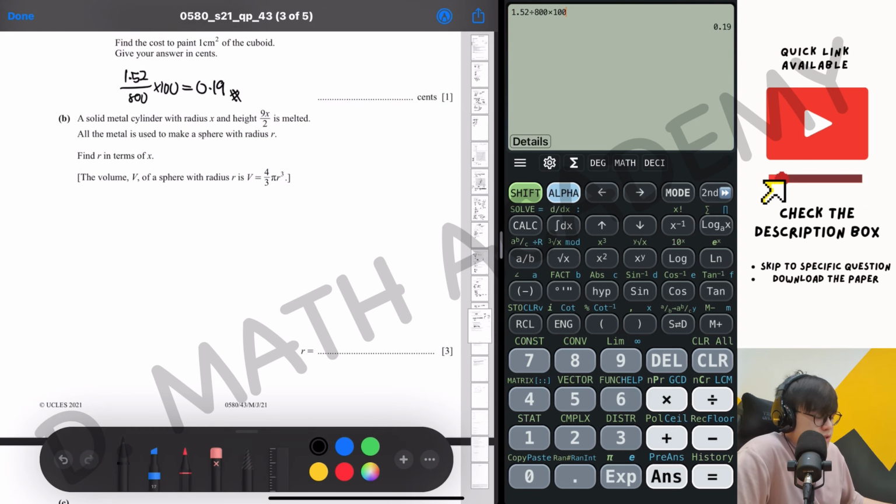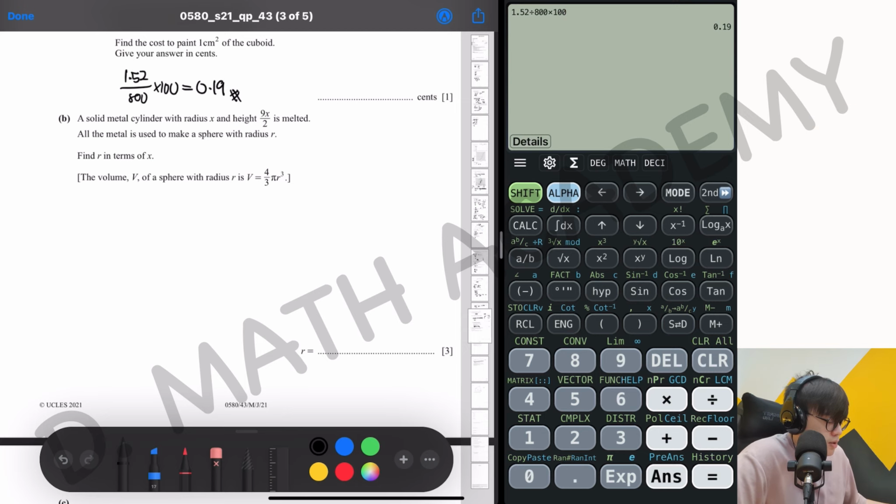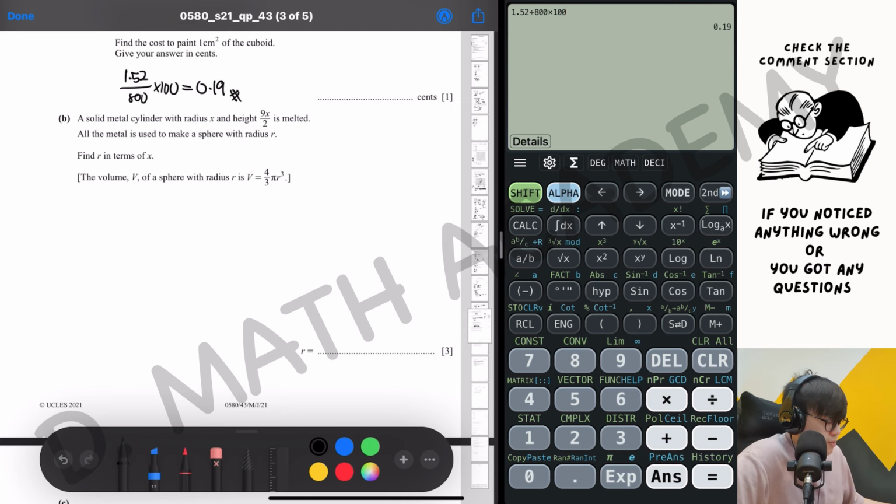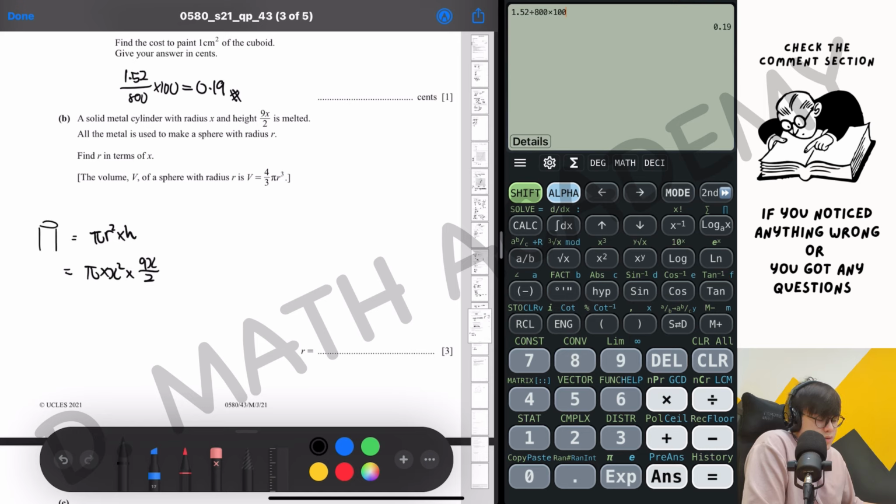A solid metal cylinder with a radius of x and a height of 4x is melted. All of it is used to make a sphere then. So radius of x, so it's actually pi r squared times h. When you simplify this accordingly, it will be pi times x squared times 9x over 2. So this will be the volume of the metal cylinder.